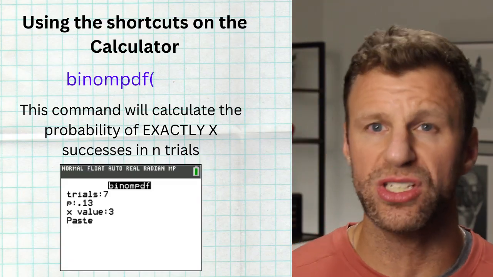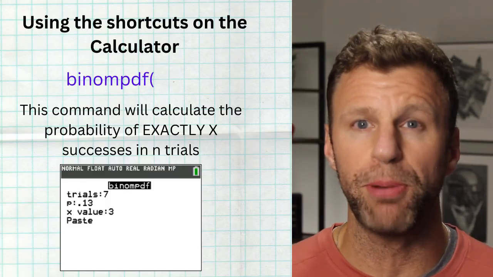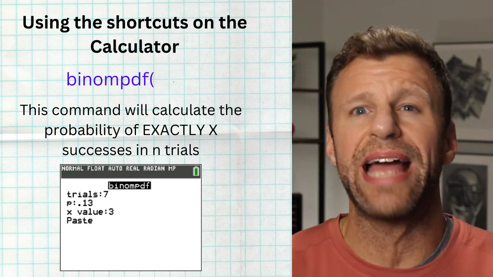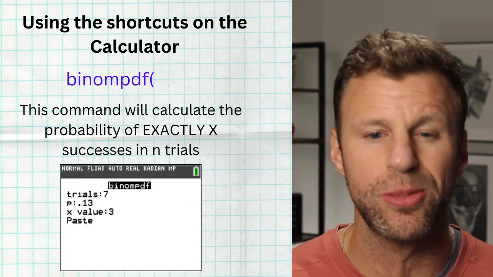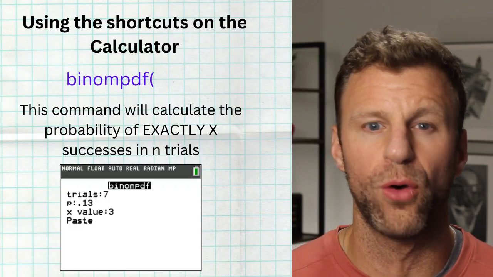The number of trials is first, so I'm going to put 7, representing the 7 shots. Then I'm going to put P, the probability of success, 0.13, that's what's told to us. And then the X value is how many successes we want to happen. And in our problem, we wanted to find exactly 3, so I'm going to type a 3 there. Hit enter, and you're going to get your answer of 0.0441, pretty easy.